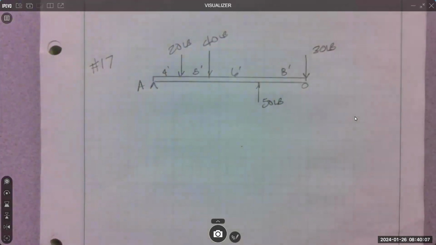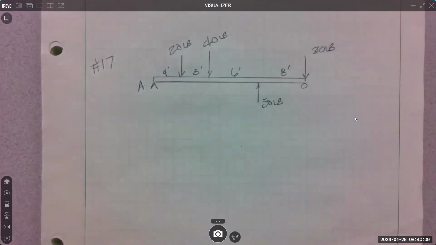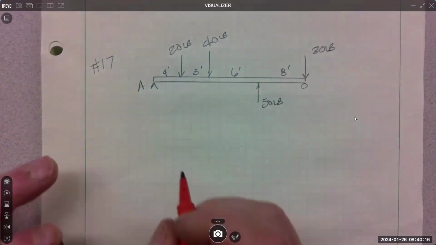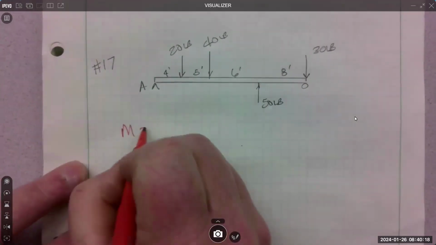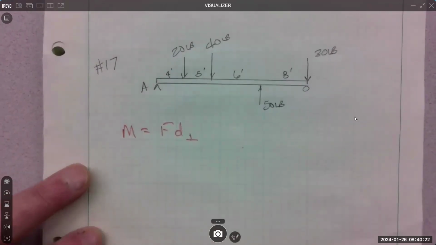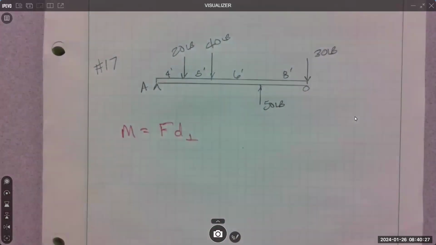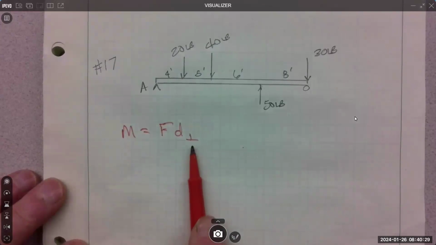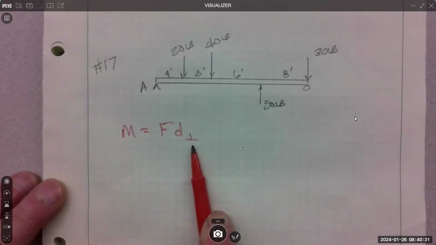So, and then we'll expand on moments in the second part of the class. What's the equation for a moment? Force times distance. It's about the simplest equation you're going to come across. Then why does it get so complicated? So notice I always put this perpendicular down for the distance.